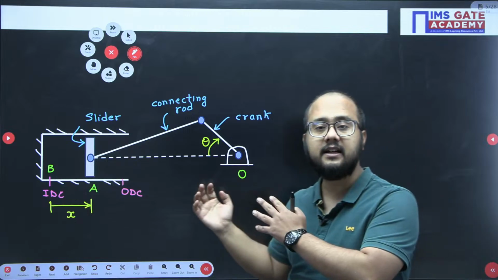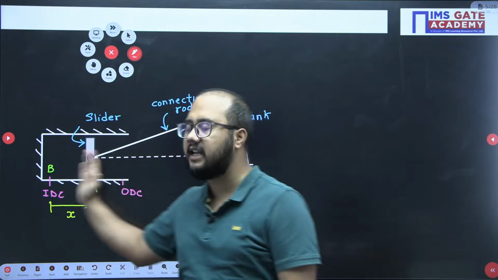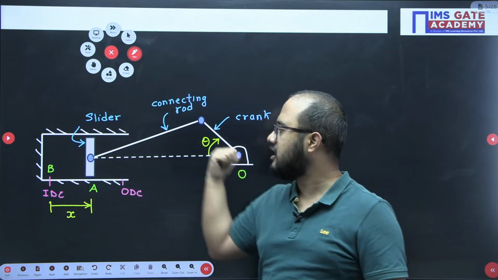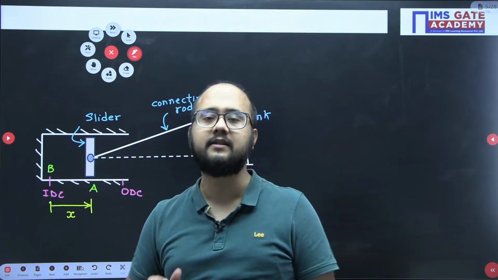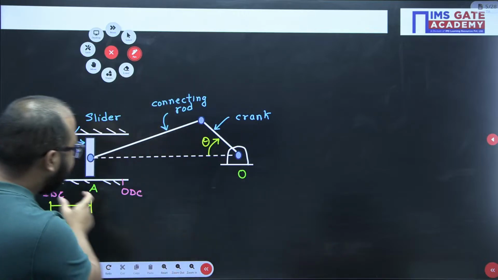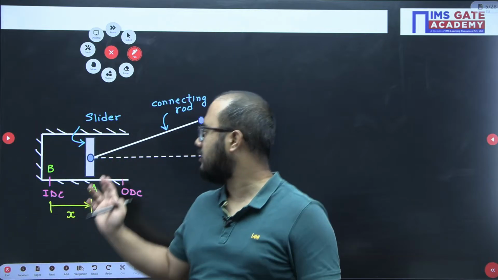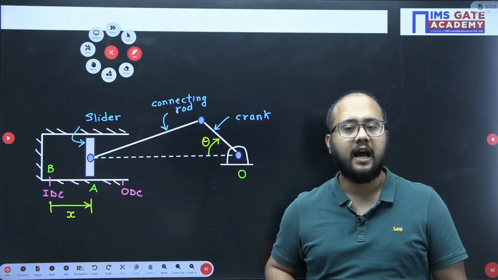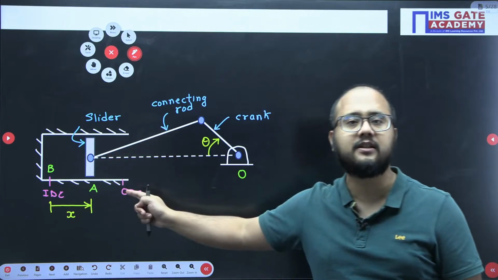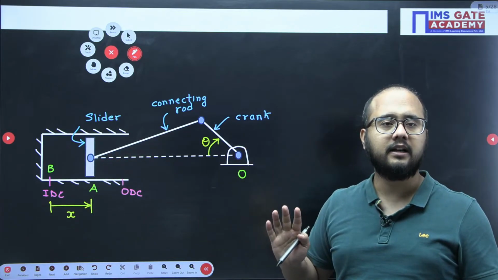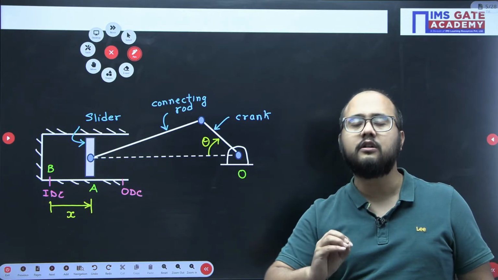Or if it is a reciprocating compressor, whatever rotation you have provided to the crank, based on that the slider is going to move. So that theta relation should be there with respect to X. So our intention here in kinematic analysis is to relate this X displacement with this theta, right? If we have done that, we can easily calculate the velocity and acceleration of the slider. And if you see previous year GATE examinations, a lot of questions have been asked on the velocity of a slider and acceleration of a slider, right?